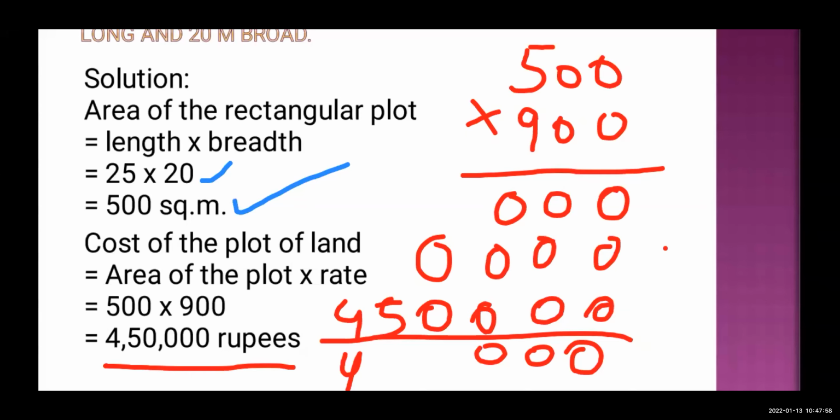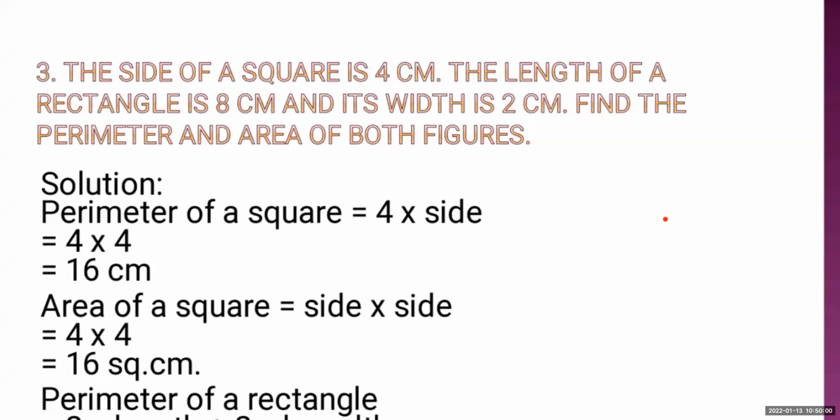Now you can copy down the sums in your notebook. Question is already in the textbook. Okay, now we'll see the next sum. The next sum is the third one, that is the side of a square is 4 centimeter.